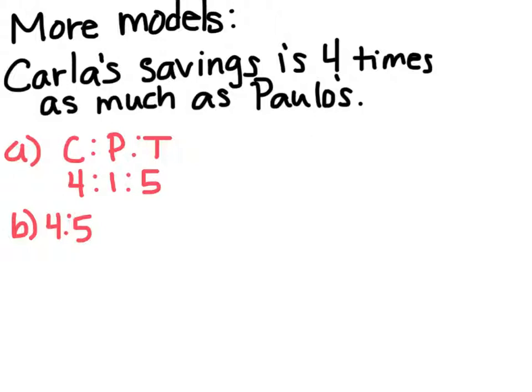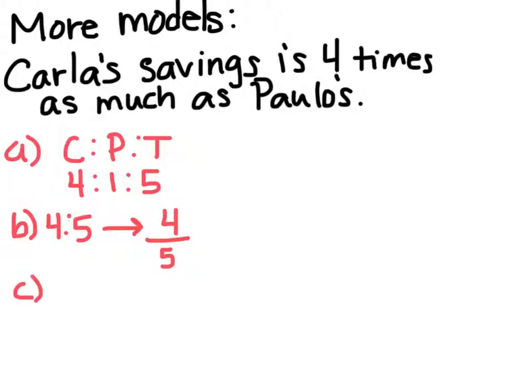So Carla's savings to the total is 4 to 5. So we would convert that to fraction form by taking the first term and making it our numerator, drawing a fraction bar, taking our second term and making it the denominator. So Carla's savings is 4/5 times their total savings.